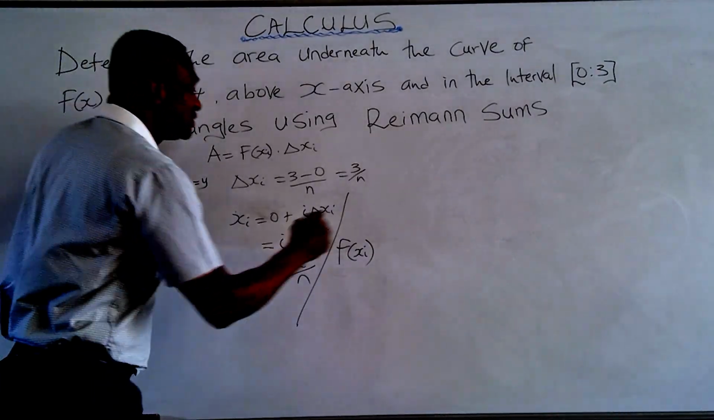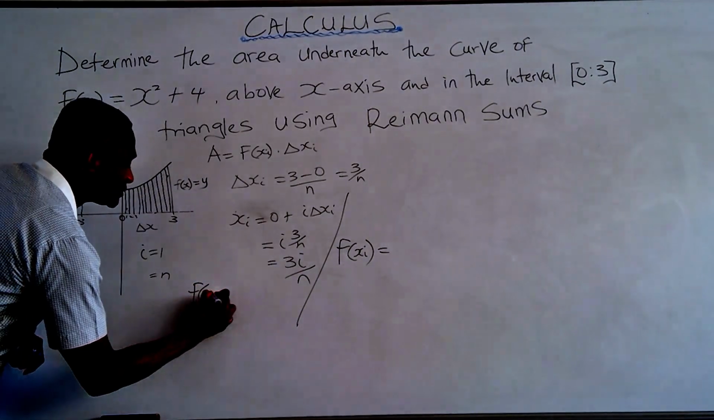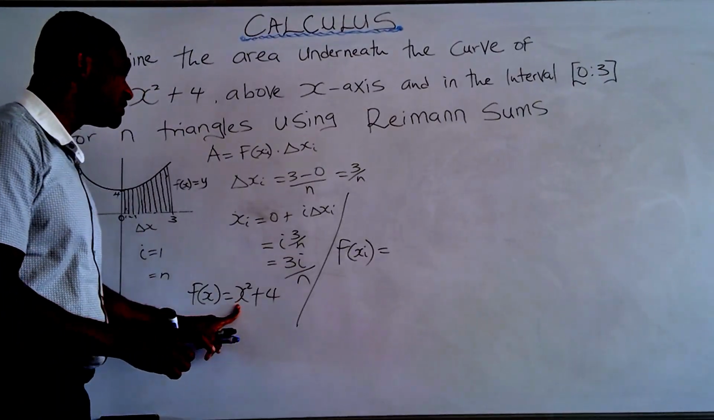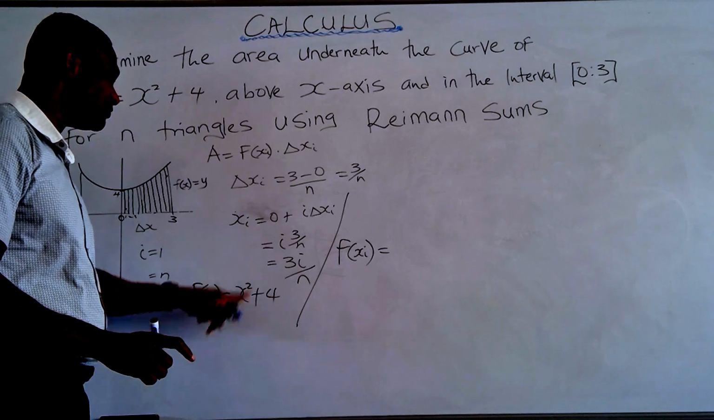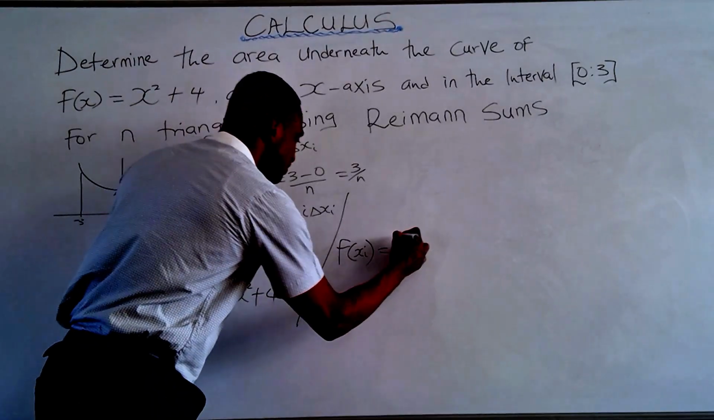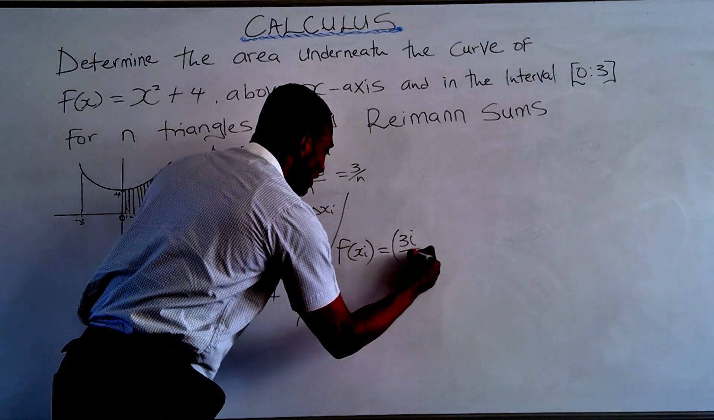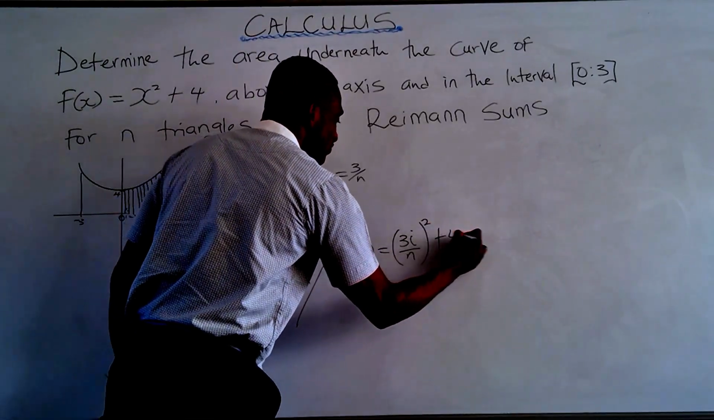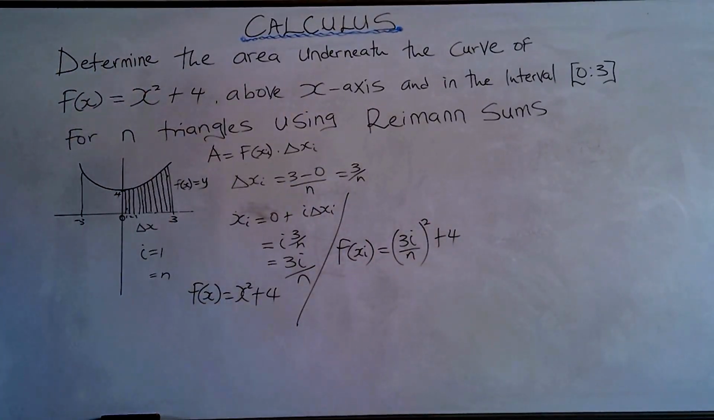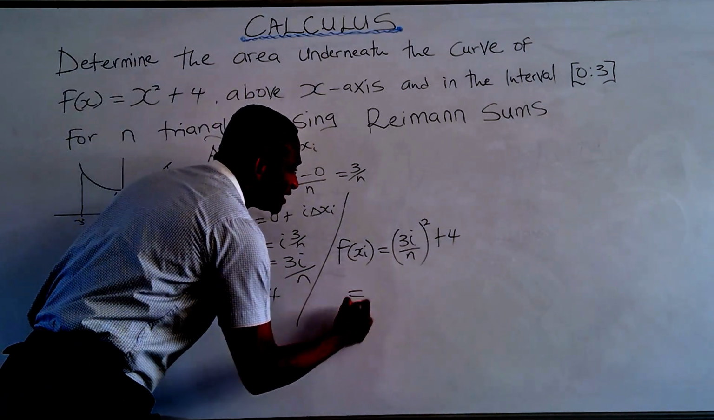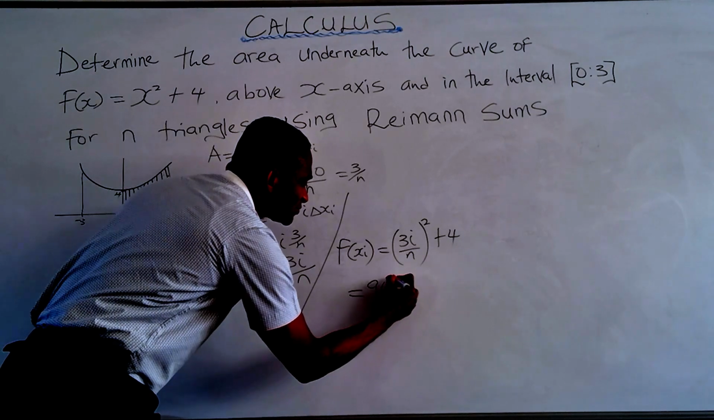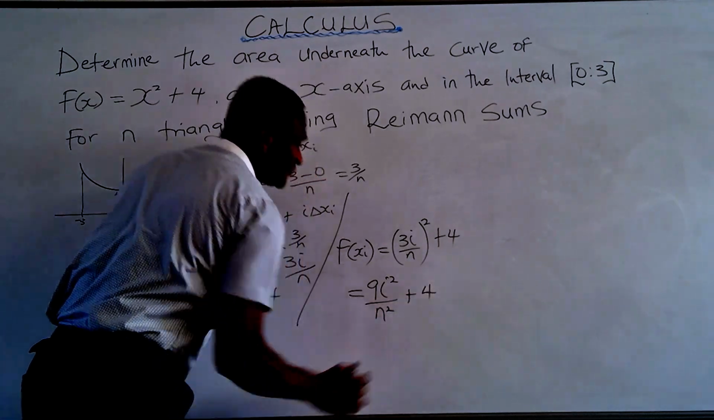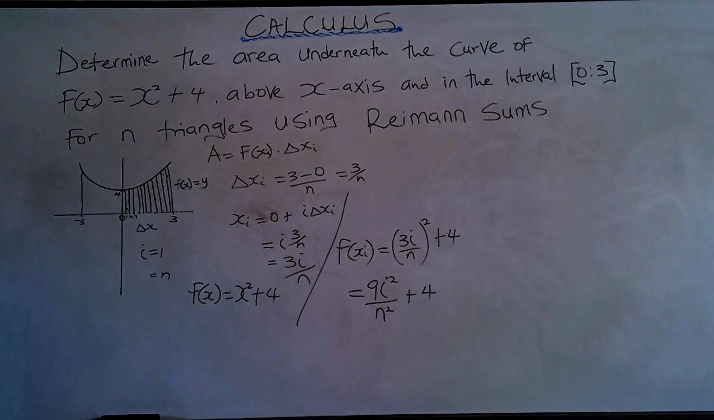In the given equation, remember f of x is equal to x squared plus 4. So we replace our x with x i. Anywhere we see x, we replace it with x i. So this is going to be 3i over n, that is our x i, all squared, plus 4. If we simplify our f of x i, this will give us 9i squared over n squared plus 4. That is our f of x i.